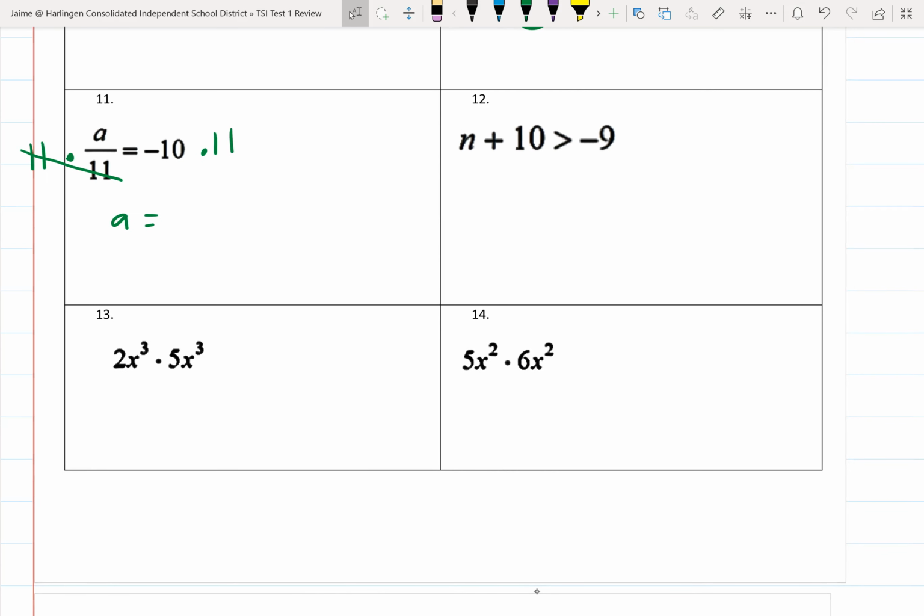What's that? Negative 10 times 11. 0, 1. Negative 110? Negative 110. I'm pretty sure. If not, y'all can check my work.